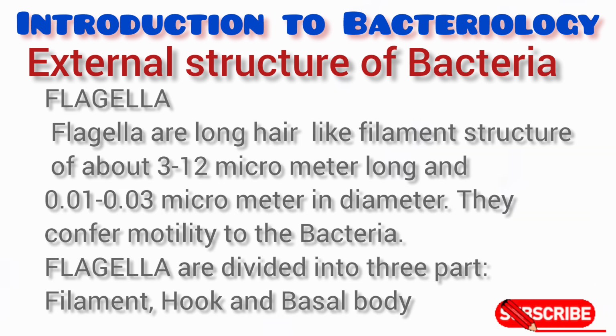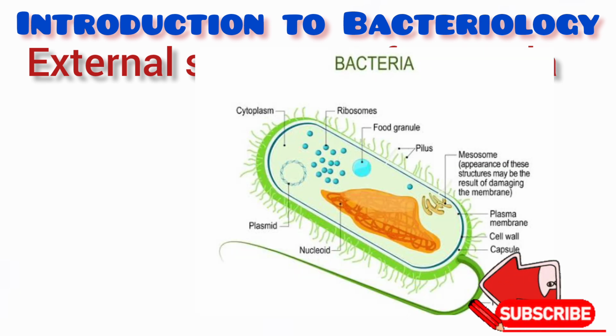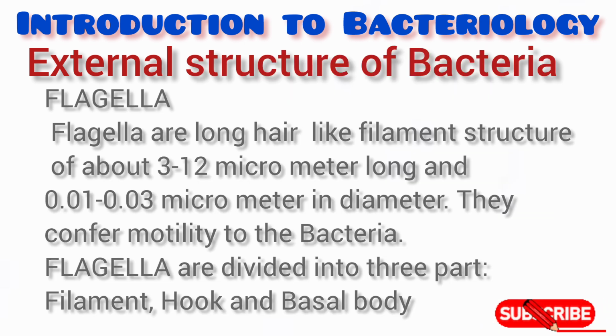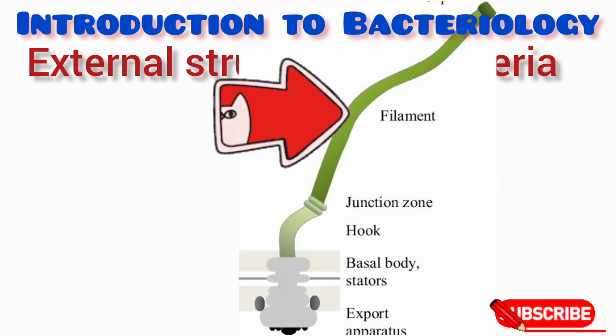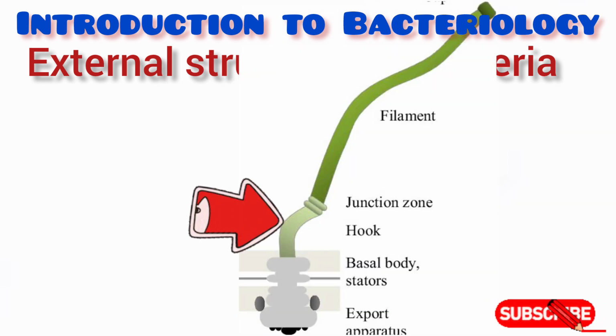The first external structure of bacteria that we are going to discuss is the flagella, singular flagellum. The flagella are long hair-like structures that you can see on the screen. They actually enable the bacteria to move. In other words, they confer motility on the bacteria. The flagellum is divided into 3 parts, namely the filament, the hook, and the basal body.